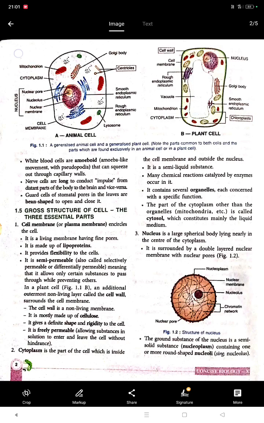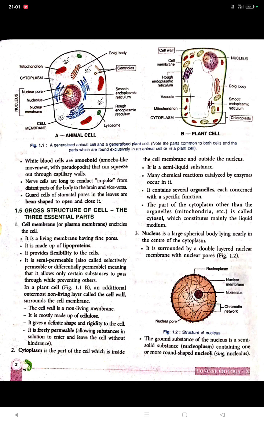Next page. Here the two cells are given. What are they? Animal cell and plant cell. And here it is given that the cell wall is present in the plant cell, but the cell wall is not present in the animal cell.